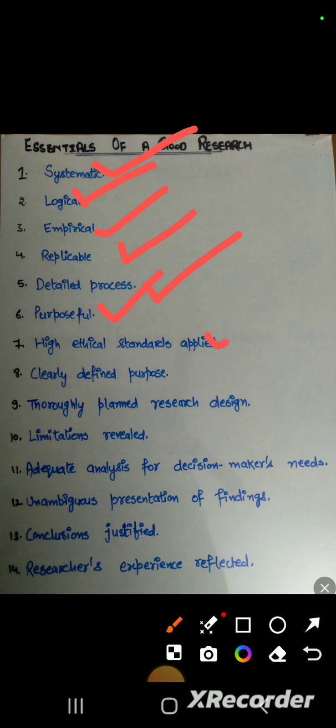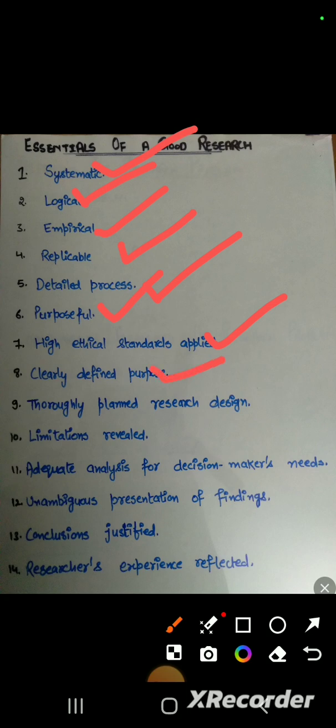Next is high ethical standards applied. Ethical issues in research reflect important moral concerns about the practice of responsible behavior in society. A research design that includes safeguards against causing mental or physical harm to participants and makes data integrity a first priority should be highly valued.